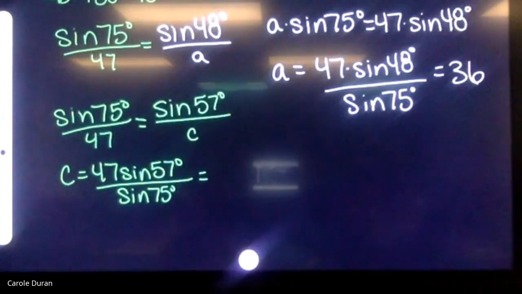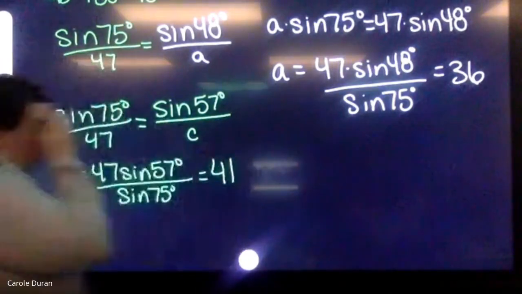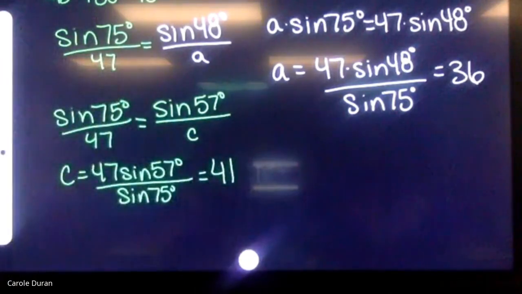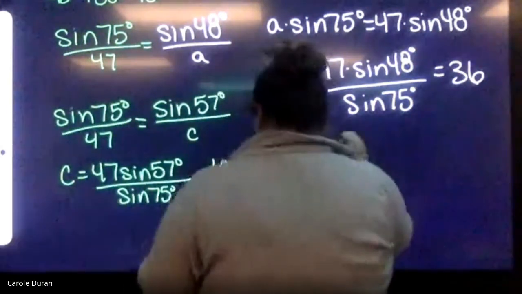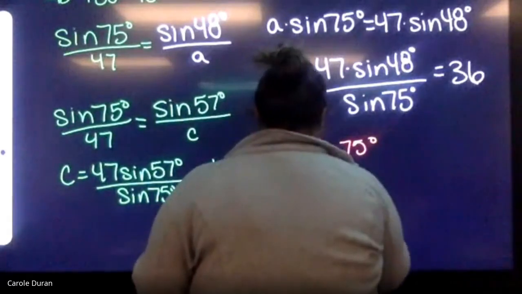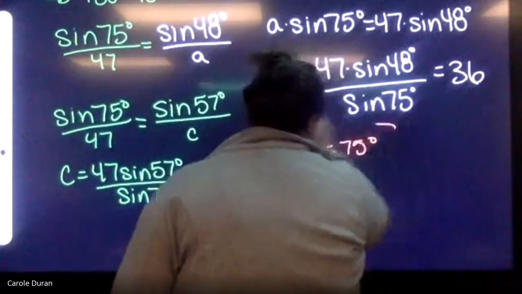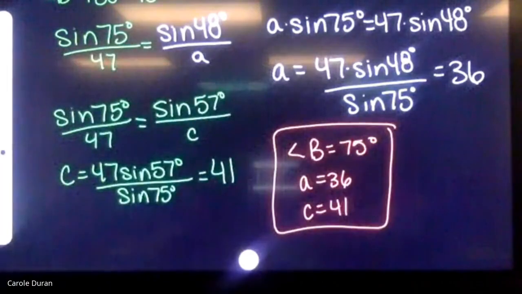What are we getting for side C? 41. 41. And just like yesterday, I like all of your answers in one central location, boxed in. It was easy for me to read them. And then we move on to the next example. I'll give you guys a second to finish writing. We have 3 more examples that we're going to do today.